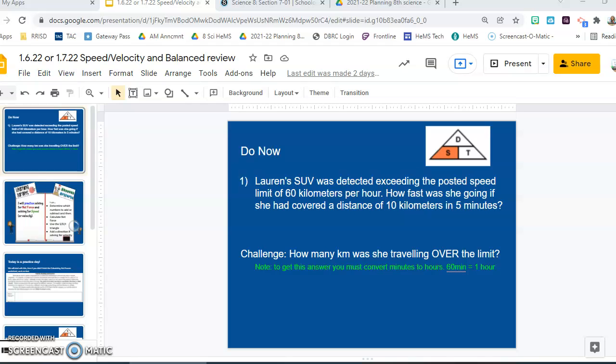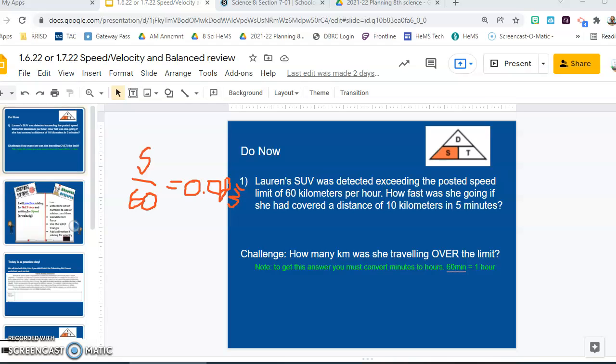Okay, so let's take a look at that. I have to change that. I'm going to take my 5 minutes and divide it by 60, and I'm going to come up with a decimal. Sorry, I'm still working on using this. That comes out to 0.083, and that's a repeating 3, so we put the little bar over it. That's our time in hours.